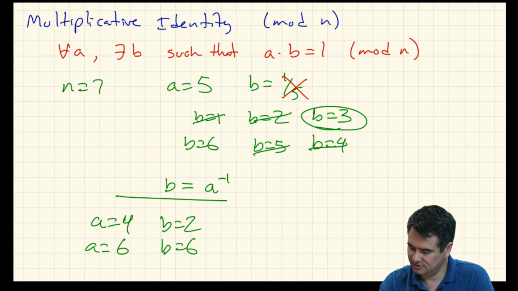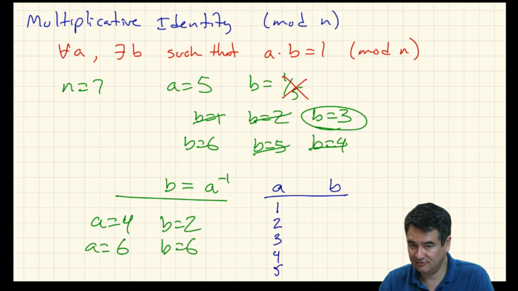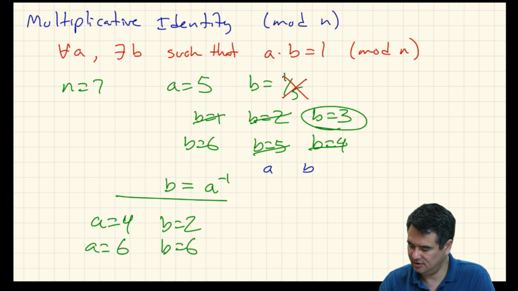Yeah, let's do it like this. Let's go a and b. We go 1, 2, 3, 4, 5. Oops, sorry. This is going off the screen. So let me start over again. Let's do it up here. A and B. 1, 2, 3, 4, 5, and 6.